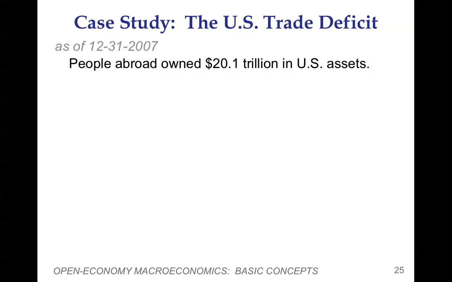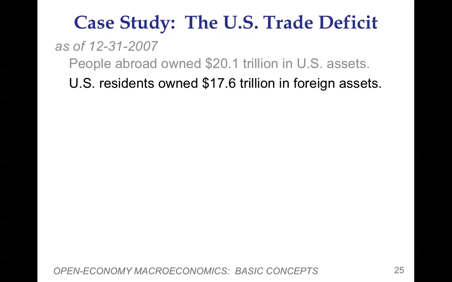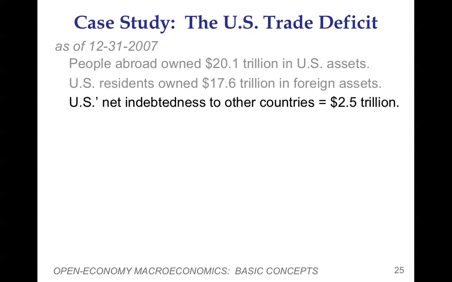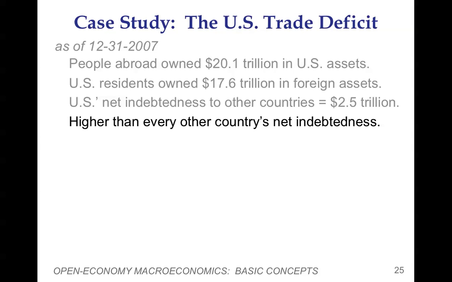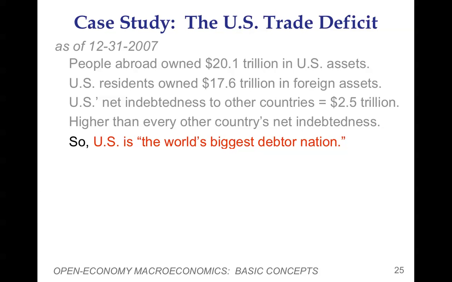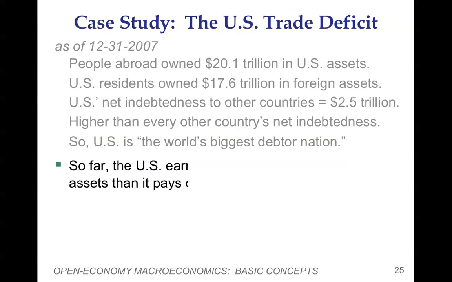Okay, as of December 31st, 2007, people abroad owned 20.1 trillion in U.S. assets. U.S. residents own 17.6 trillion in foreign assets. U.S. net indebtedness, or negative net capital outflow, was 2.5 trillion, higher than any other country's indebtedness. So the U.S. is the world's biggest debtor nation.